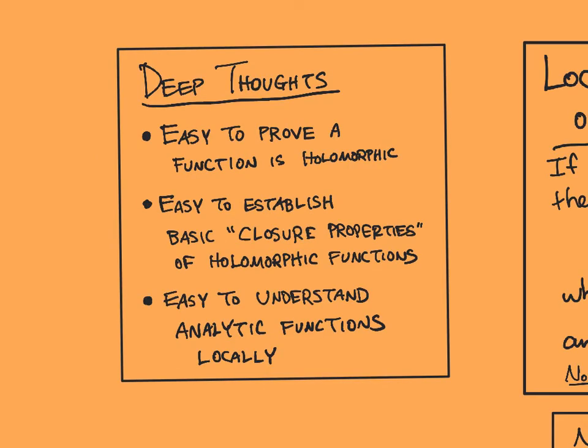Here are some of the deep thoughts for this video series. Now that we know that analytic functions and holomorphic functions are the same, we have to use this fact. So one of the main things is that it's easy to prove that a function is holomorphic because you're just checking complex differentiability and continuity of the derivative. It's also easy then to show that holomorphic functions have a bunch of closure properties, like the product of two holomorphic functions is holomorphic, and compositions are holomorphic, and so on.